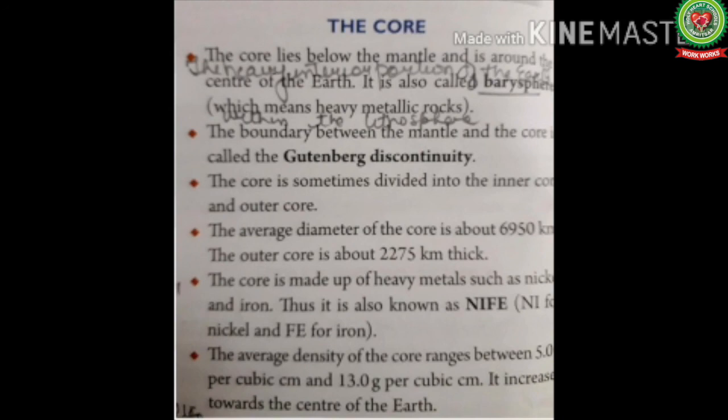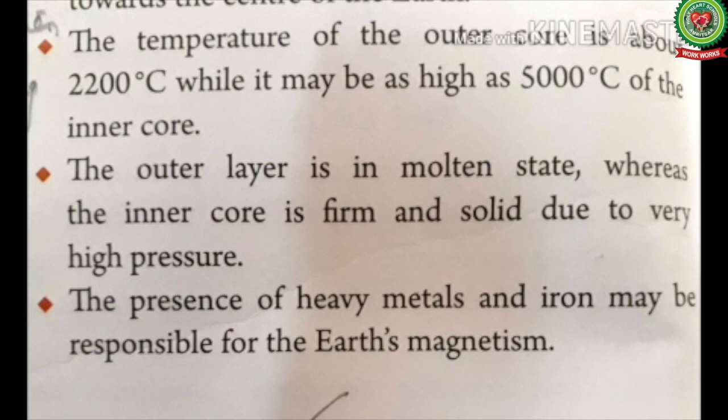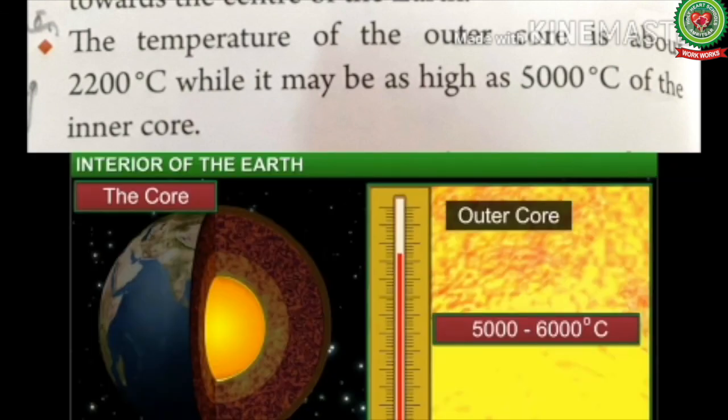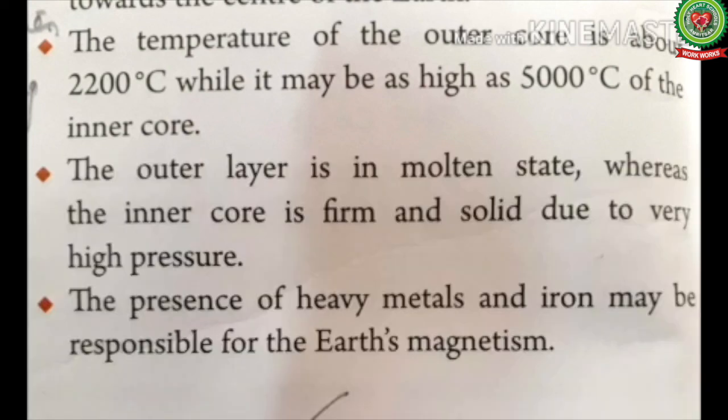The average density of the core ranges between 5 gram per cubic centimeter and 13 gram per cubic centimeter. It increases towards the center of the earth, as we have already discussed that as we go to the interior of the earth, the density increases. The temperature of the outer core is about 2200 degrees Celsius, while it may be as high as 5000 degrees Celsius in the inner core. As we have already studied, the temperature increases at an average rate of about 1 degree Celsius for every 32 meters of depth.